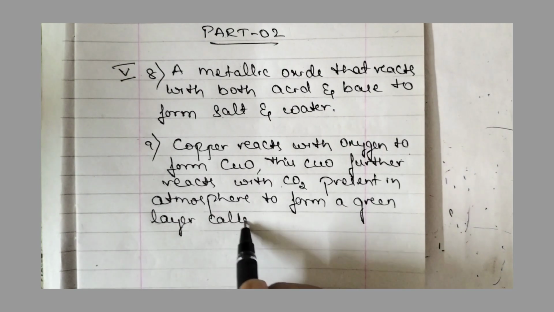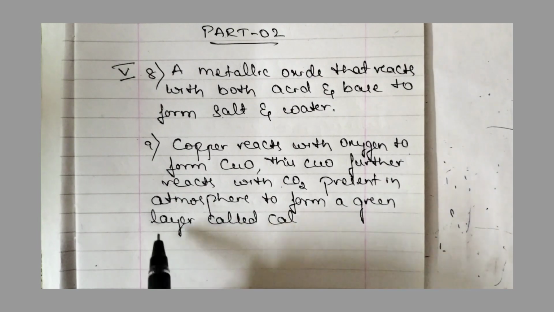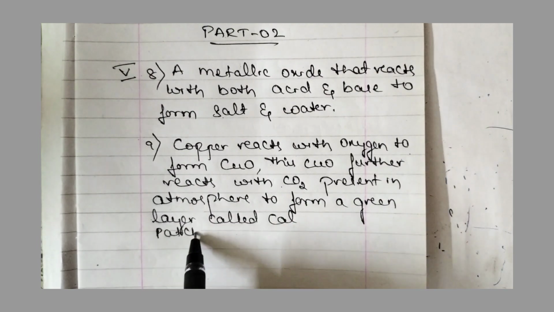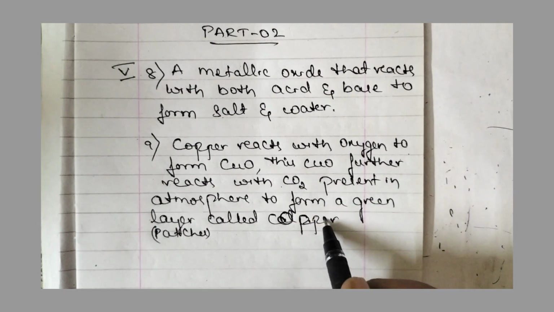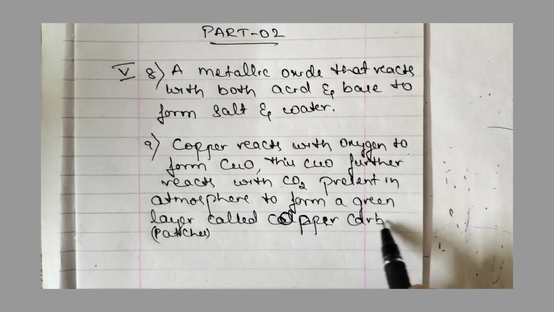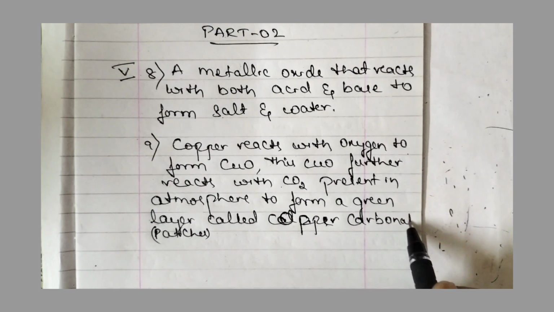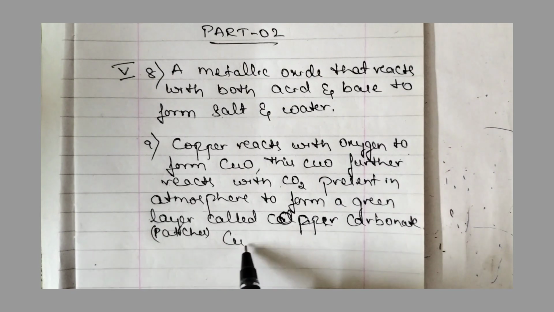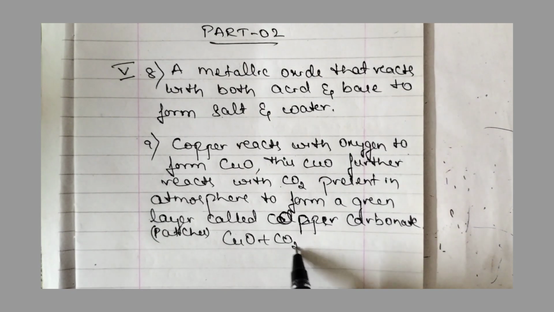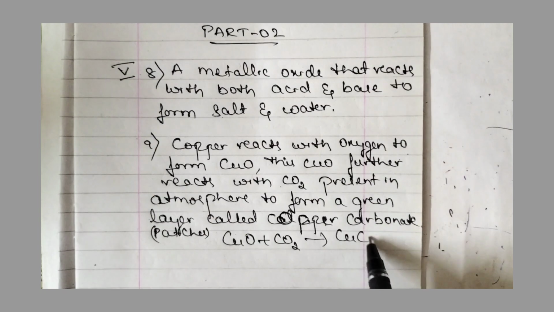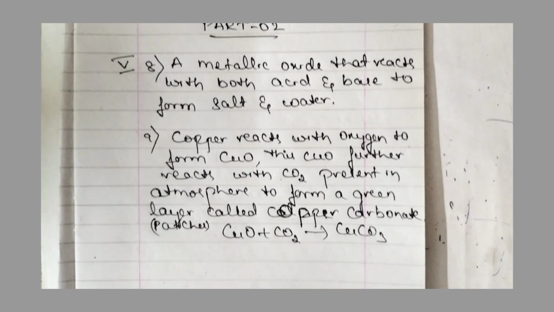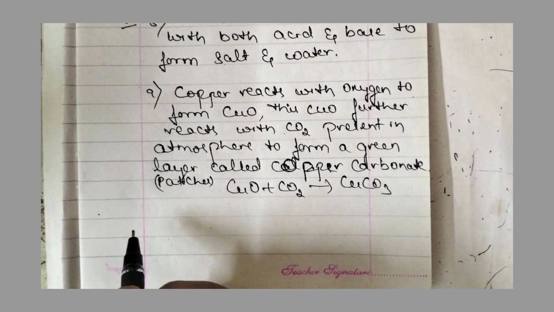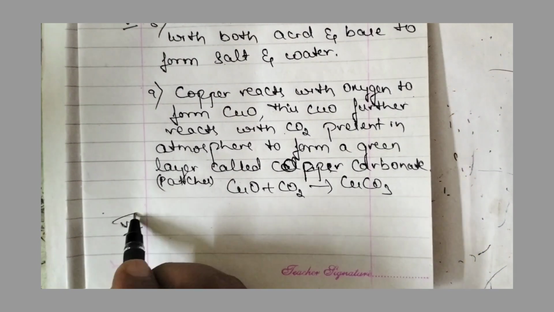called copper carbonate. CuO plus CO2 gives CuCO3. This CuCO3 is called copper carbonate, and this copper carbonate is green in color.